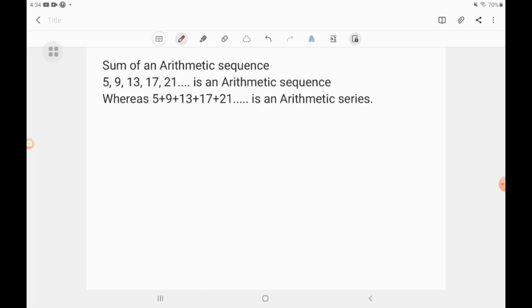So to find the sum of n terms of an arithmetic sequence with a as its first term and L as its last term, we use the formula Sn is equal to n divided by 2 times (a plus L), where a represents the first term and L represents the last term. But we can only use this formula when the last term is known. If we don't know the last term, then we have to use an alternative formula.